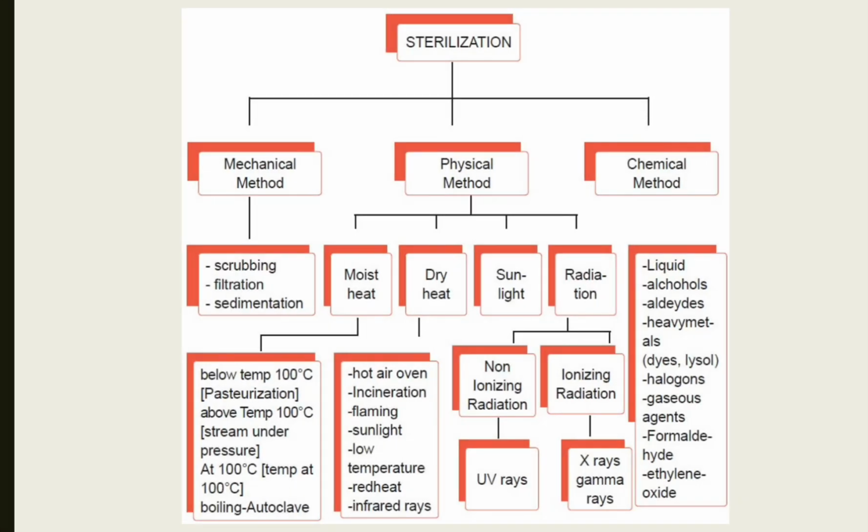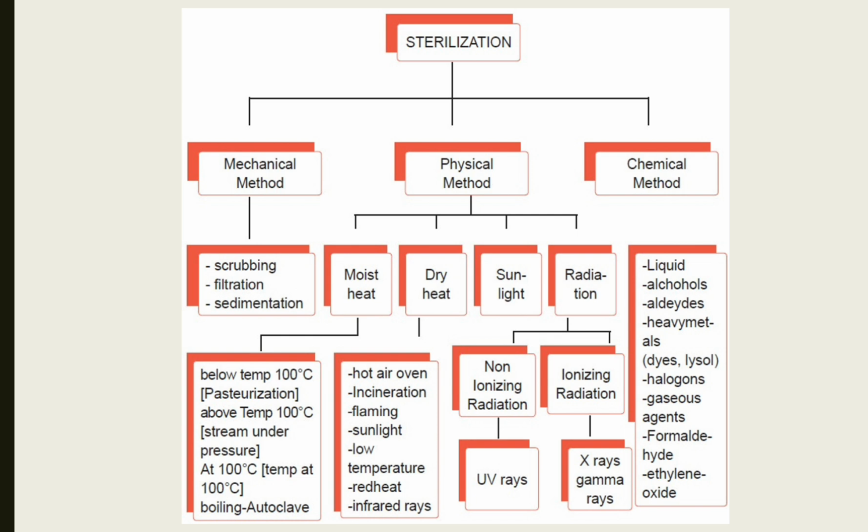This is the flow sheet of sterilization. Sterilization can be done via three different methods, that is mechanical method, physical method and chemical method. Mechanical methods include different types, that is scrubbing, filtration and sedimentation. Scrubbing is nothing but using soap and water. You can scrub your hands or anything by washing. You can sterilize your equipment. Then filtration we will see in a later slide.